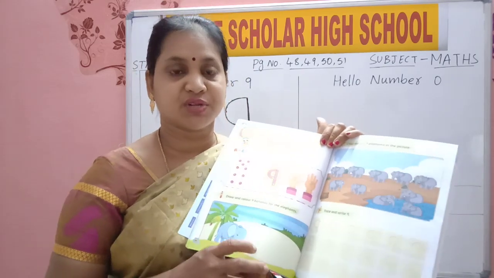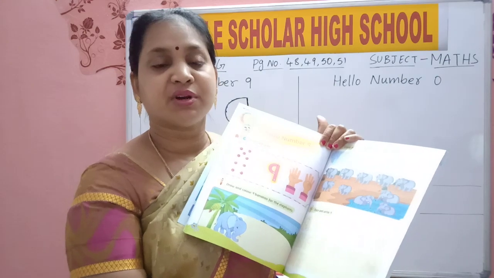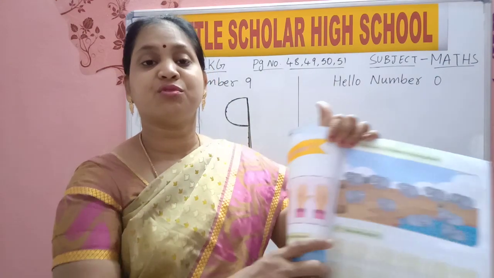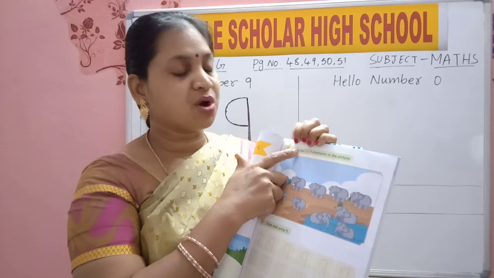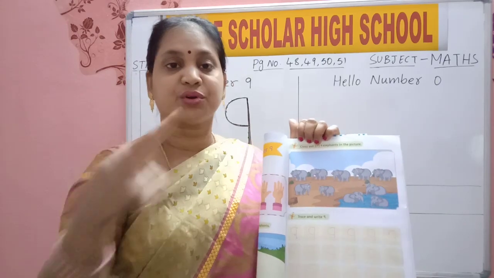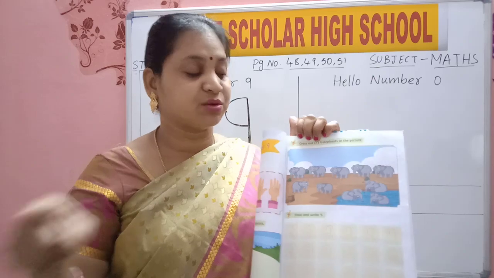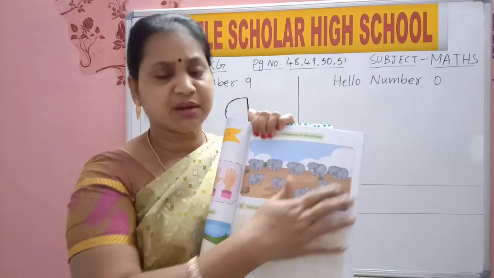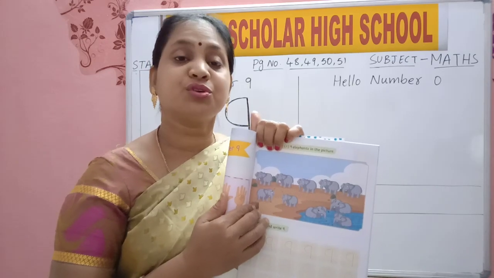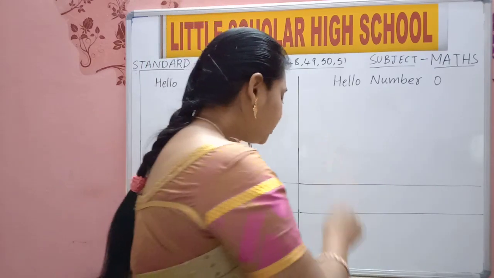Now shall we go to next? Page number 49. What have you seen here? Cross out. You should put a cross sign. Cross out 9 elephants in the picture. You can see many elephants are there. You should count and cross 9.